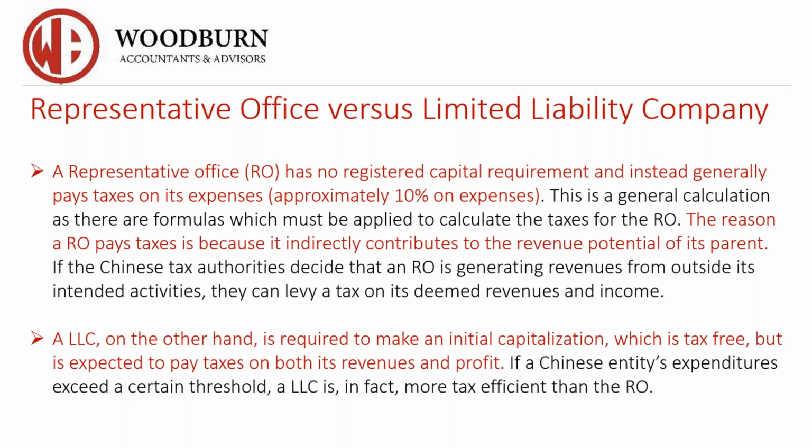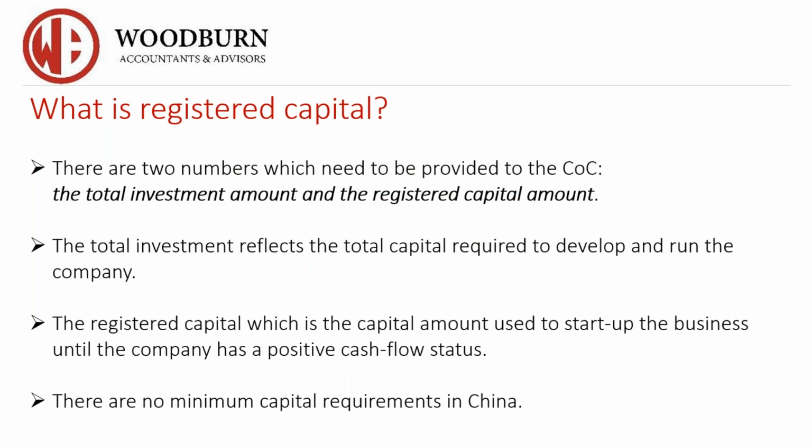For representative offices, there's no capital requirement. So there's no item in the registration where you have to indicate registered capital because it's a cost center, although you do have to maintain a P&L and balance sheet, and there are taxes that are imposed on the representative office. There is no actual working capital that has to be indicated. It's purely for the limited liability company where you have to make this initial capitalization, and it's called registered capital. So when you are registering your company, there are two numbers you have to provide. One is the total investment amount and one is the registered capital amount.